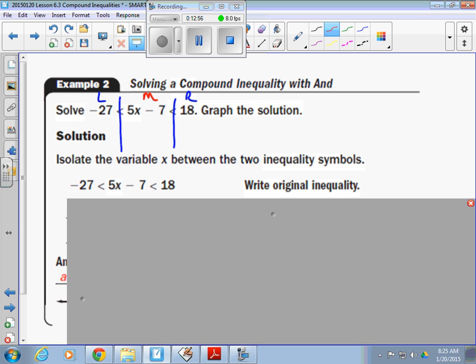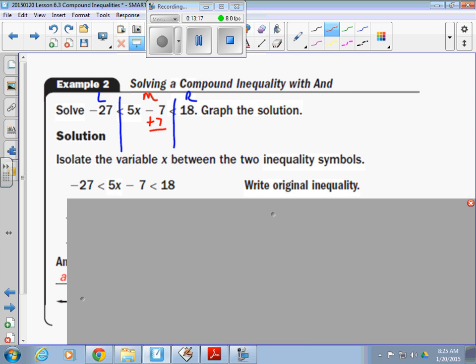Your goal is still the same, though. You're still trying to get x by itself, and you're still undoing your order of operations like you typically would. You undo addition and subtraction first because you go backwards. So it says 5 times x minus 7. You undo times x after you undo minus 7. So you have to add 7 to cancel it out.